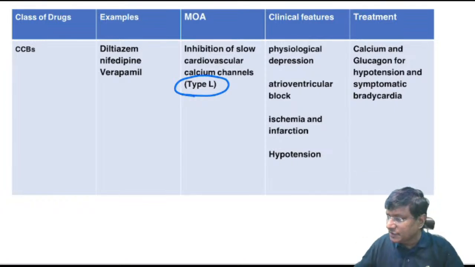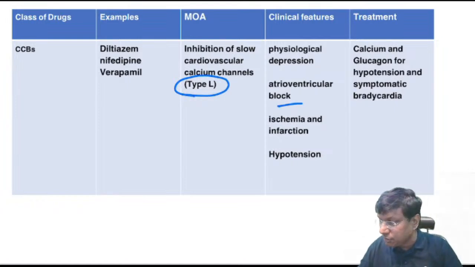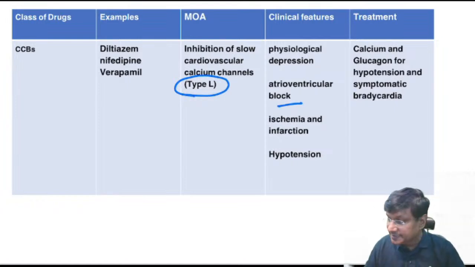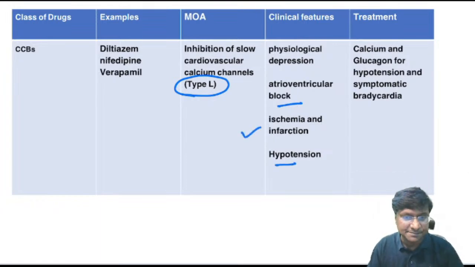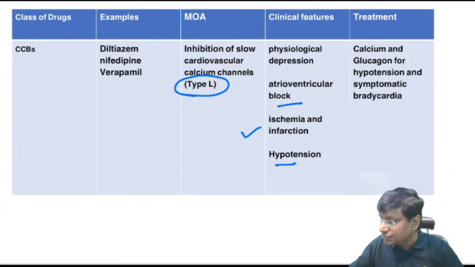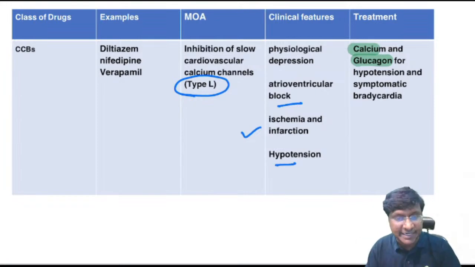Now what will be the features of calcium channel blocker overdose? Again, same story: physiological depression. There will be AV nodal block causing bradyarrhythmias. There can be hypotension, ischemia as well as infarction, and that is because of the hypotension. When the heart rate reduces, the blood pressure also reduces. Now what drugs do you need to give? Calcium as well as glucagon should be given for hypotension and symptomatic bradycardia.